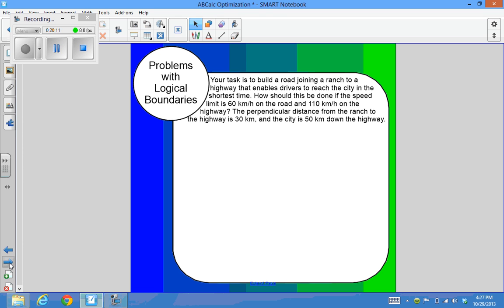and we'll see if we can fix this one. How should this be done if the speed limit is 60 kilometers per hour on the road, 110 kilometers per hour on the highway? We want to build a road, and so let's see if we can find the best way to do that so we can get to the city in the shortest amount of time. Based on our traffic lately, a shorter amount of time and a good road would be a good thing.